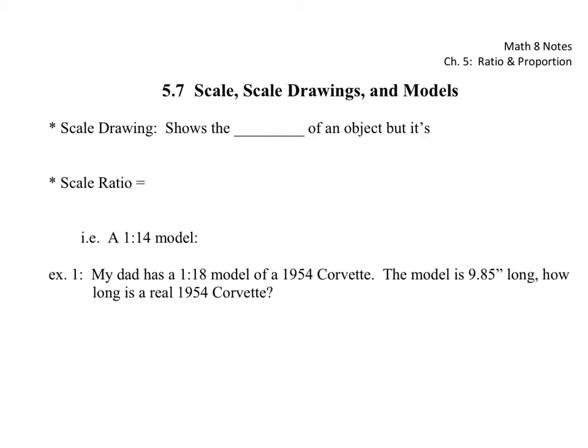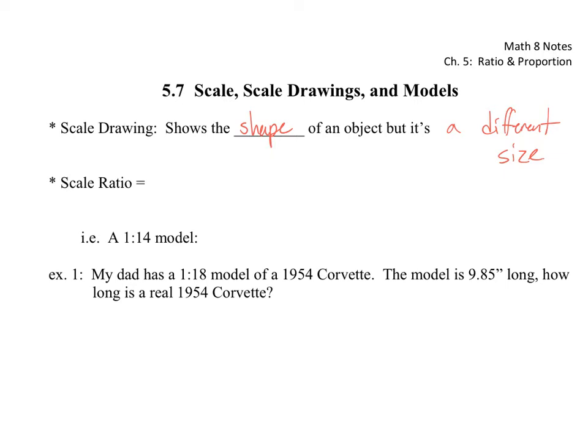A scale drawing shows the shape of an object, but it's a different size. A scale ratio gives the ratio of its size to the actual. So it's actually telling you what it is.